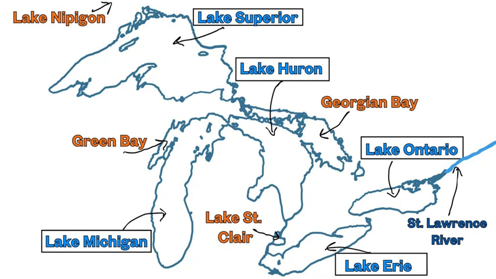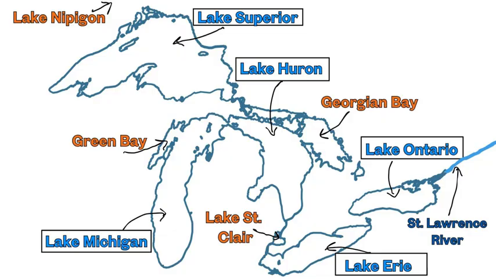Then you have Green Bay, which is part of Lake Michigan. You have Georgian Bay, which is a large part of Lake Huron. And you have Lake St. Clair, which is located geographically in between Lake Huron and Lake Erie, so south of Lake Huron and north of Lake Erie, and is part of the water's flow from Lake Huron into Lake Erie, and then over the Niagara Falls into Lake Ontario, and finally onto the Atlantic Ocean through the St.